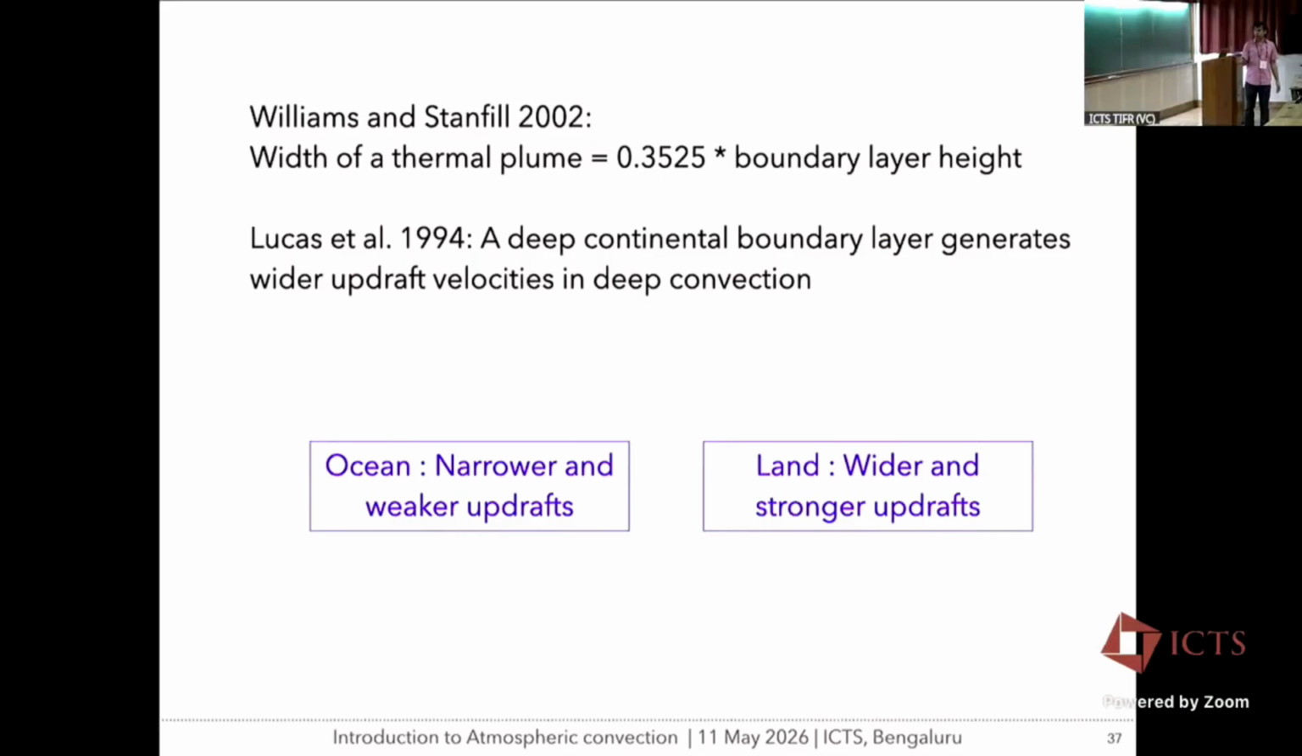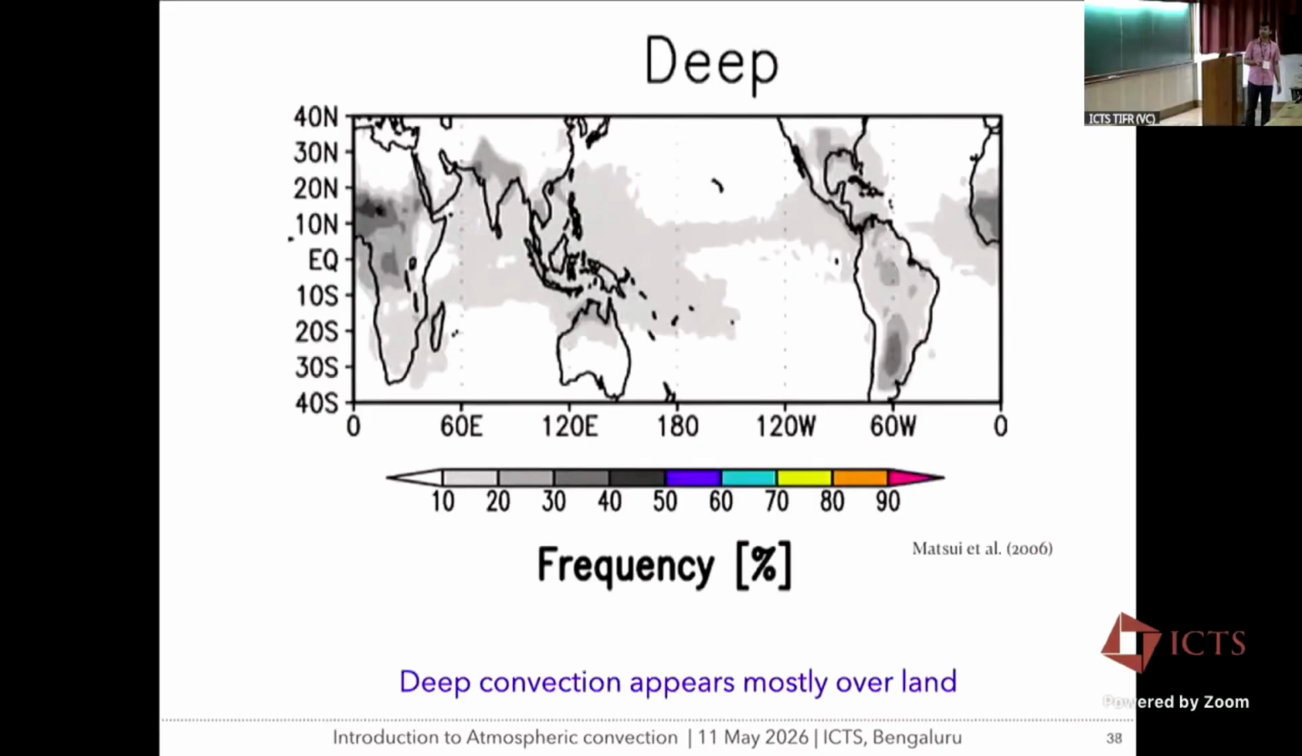So if I show you this plot from Matsui et al. 2006, who looked at different cloud types over different geographical locations from TRMM data. I think it was 20-year TRMM data. And they had, from the satellite observation, separated the precipitation into deep, stratiform and different types. And what you can see is deep convection appears mostly over land.